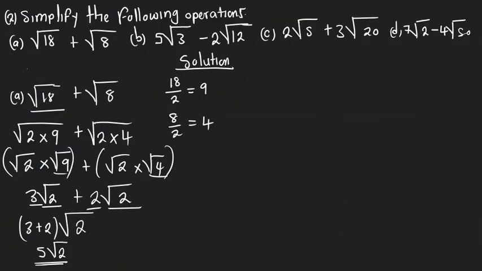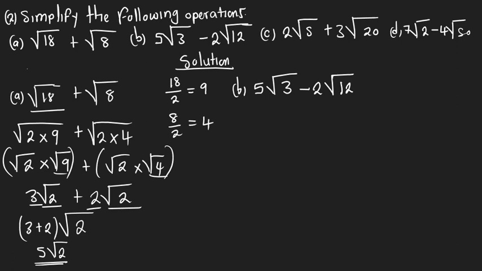We go to the second one. 5 root of 3 minus 2 root of 12. Notice that the bases are different. We can subtract, but there is a way in which we can make them easier.